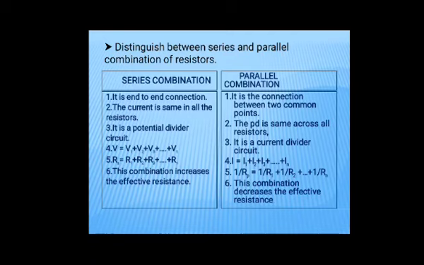For series combination, total potential V is equal to what? V1 plus V2 plus V3 and so on. For parallel combination, total current I is equal to I1 plus I2 plus I3 and so on. Effective resistance in case of series is Rs = R1 + R2 + R3 and so on. In case of parallel, 1/Rp = 1/R1 + 1/R2 + 1/R3 and so on. Series combination increases the effective resistance. For parallel, it decreases the effective resistance.